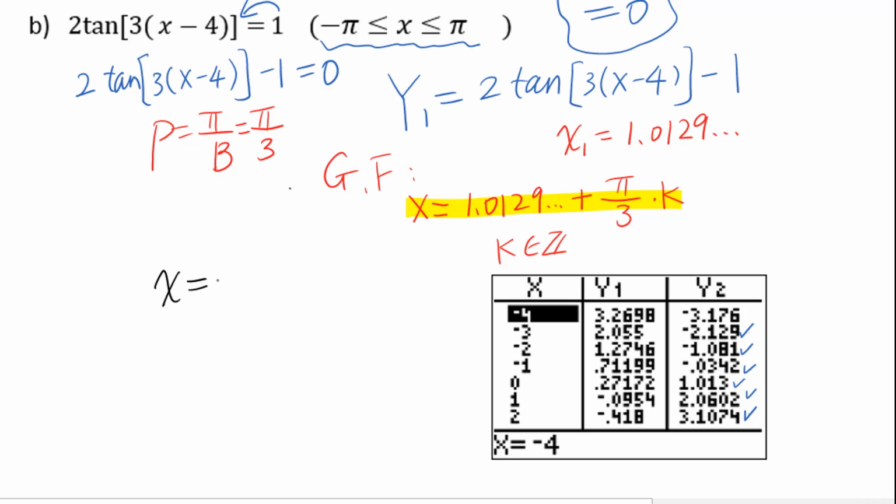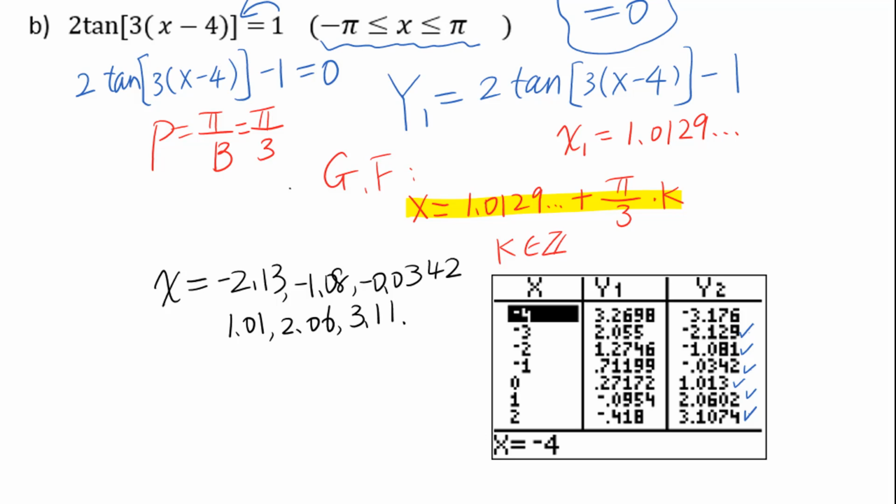X equals negative 1.23, negative 1.08, negative 0.03, 42, 1.01, 2.06, and 3.11. Altogether, there are 6 solutions.